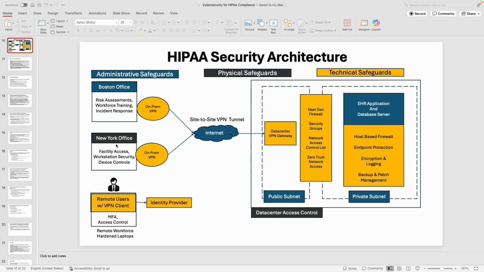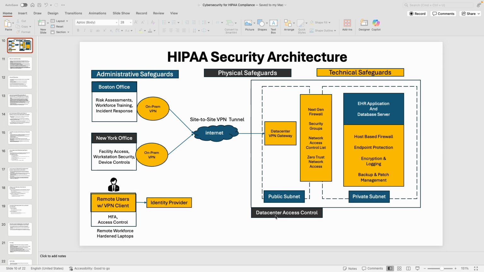I'm pretty okay with looking at the administrative controls in Boston, physical controls in New York, as well as technical controls applied for remote users.